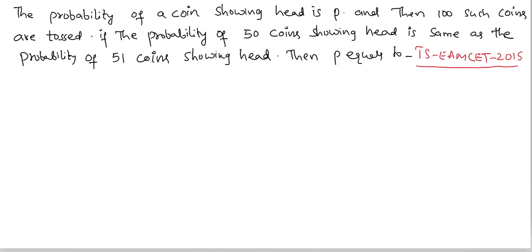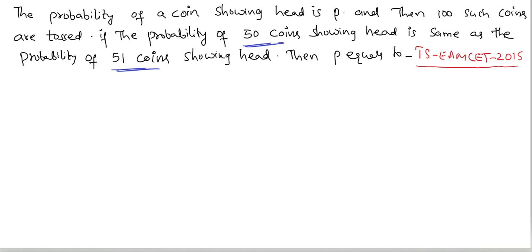The probability of a coin showing head is P, and 100 such coins are tossed. If the probability of 50 coins showing head is the same as the probability of 51 coins showing head, then P is equal to dash. This is TSM set 2015 question.